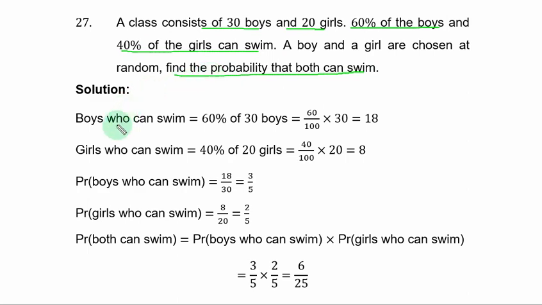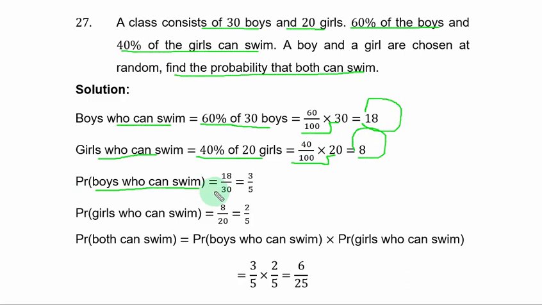Solution: boys who can swim are 60% of the boys in the class. That is 30 boys. You have 60 over 100 times 30, that is 18. 18 boys can swim. Girls who can swim are 40% of the girls in the class, that is 20. You have 40 over 100 times 20, that is 8. 8 girls can swim.